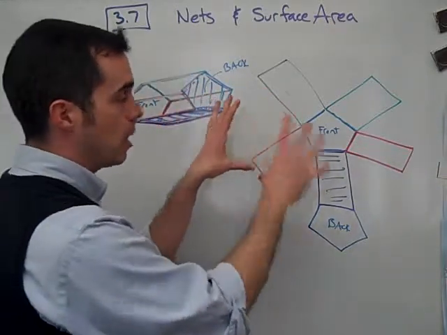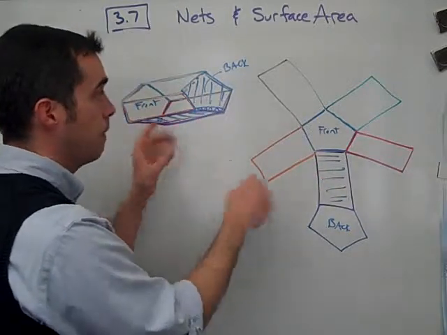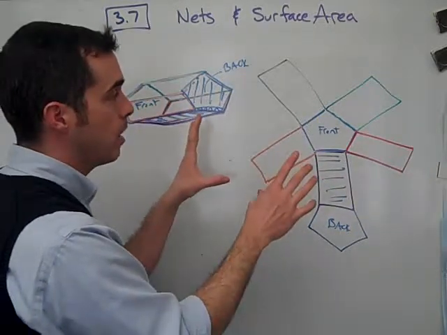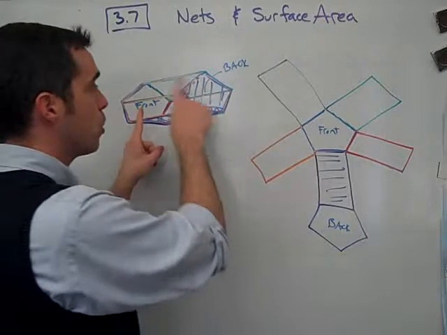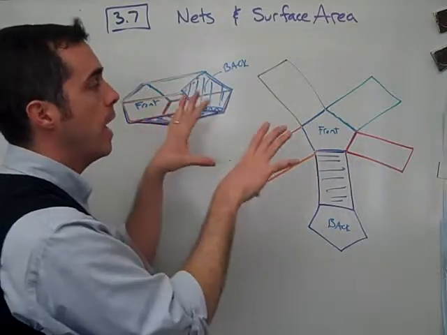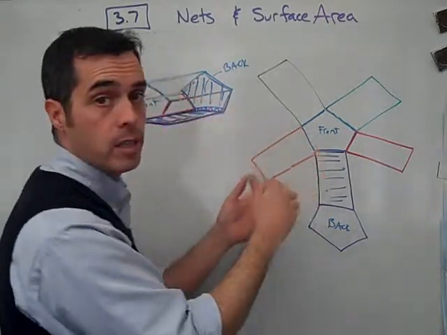Remember, there's a lot of different ways that you can draw a net. It just has to be representing all of the surfaces of the 3-dimensional object, and it must be able to fold back up into the original object.